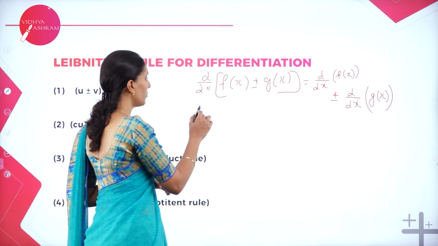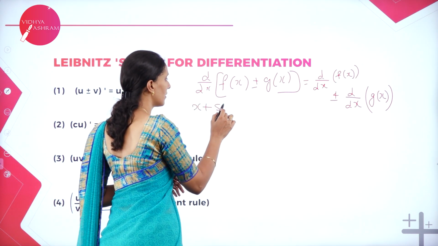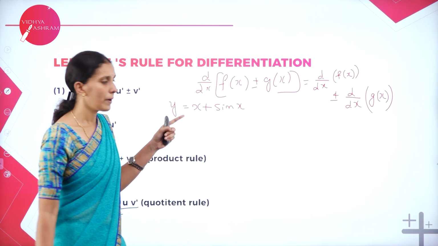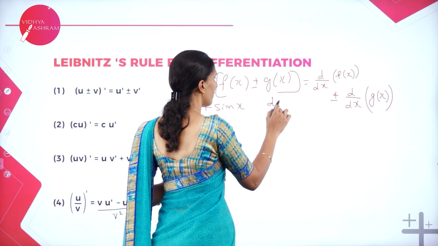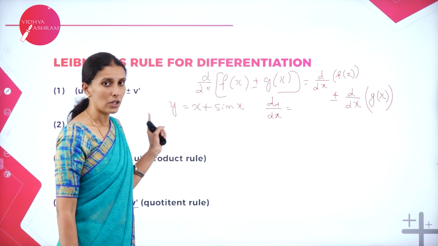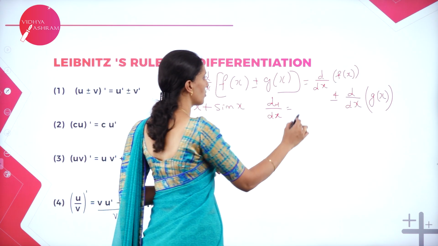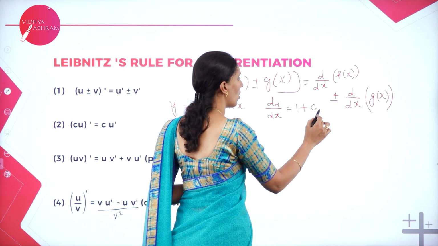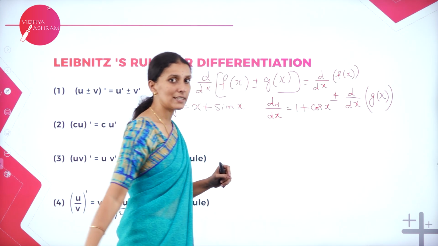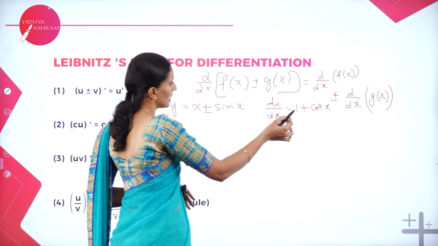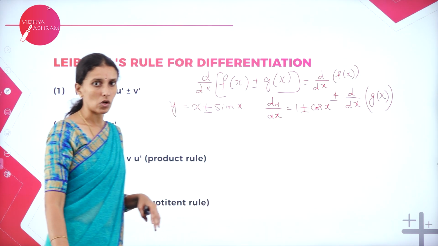For example, if you take x plus sine x as y, then what is dy by dx of x plus sine x? Derive it separately, the rule says. So differentiation of x is 1 and derivative of sine x is cos x. So the answer is 1 plus cos x. If you have minus here, then the answer becomes 1 minus cos x.